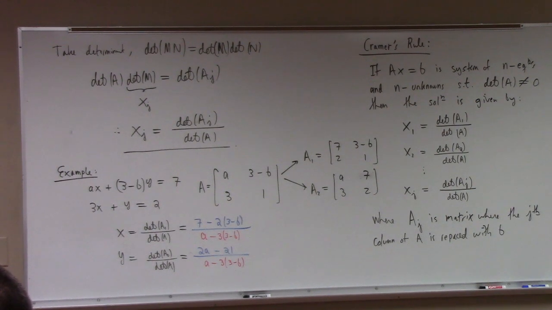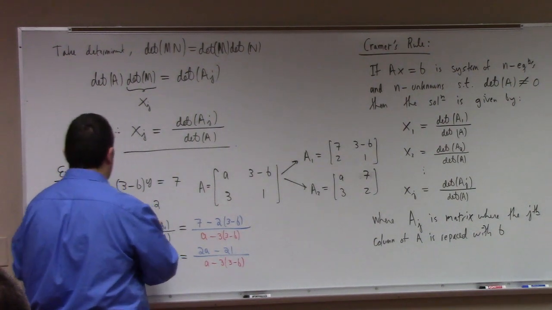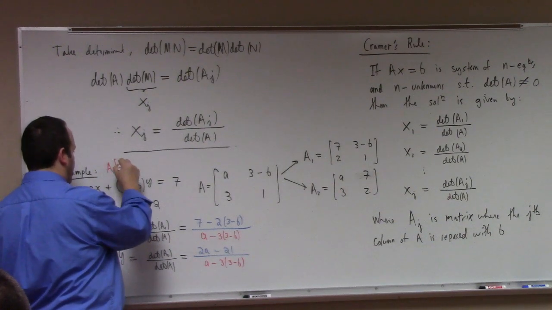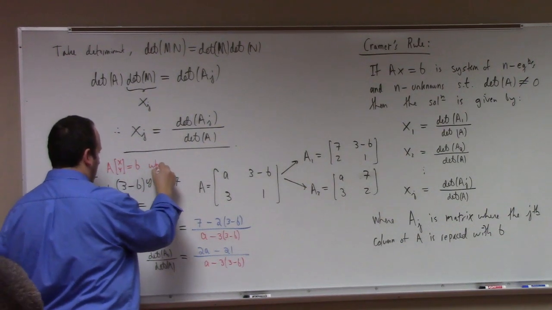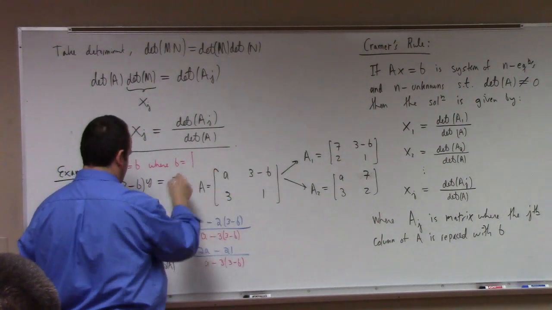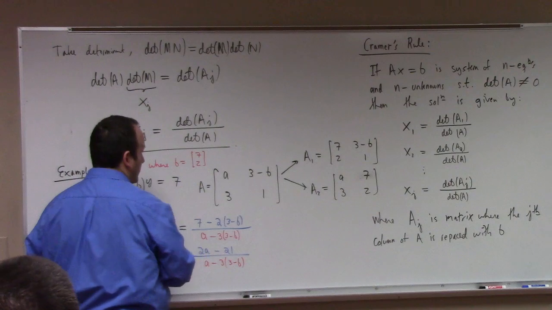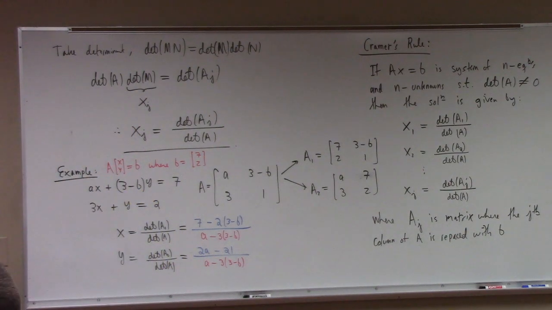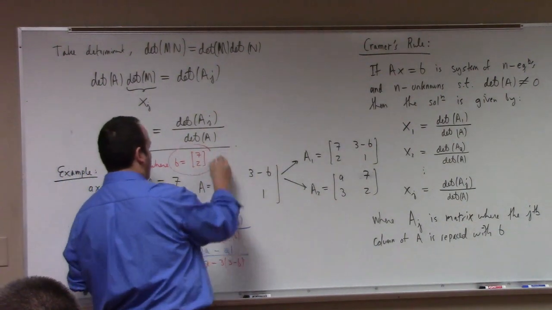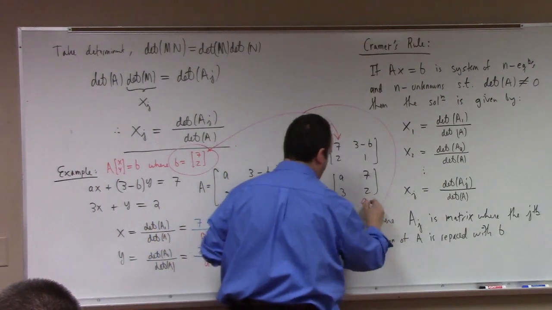Yep. I didn't know what order to put the stuff in for A1 and A2. So why is it 7 and 2? Because this is A times (x, y) equals B, where B is 7, 2. 7, 2 is the inhomogeneous term. The definition of A1 and A2 is that we replace either the first column with B, that's A1, or the second column with B, which is A2. Okay, yeah, yeah. Thank you.